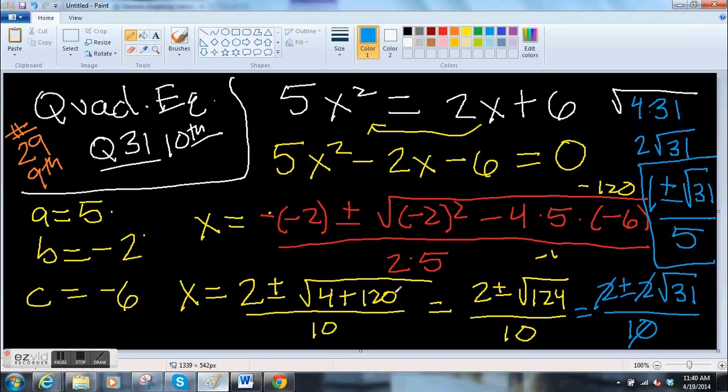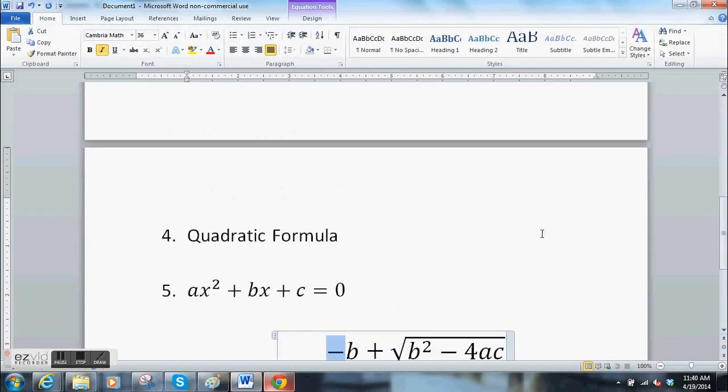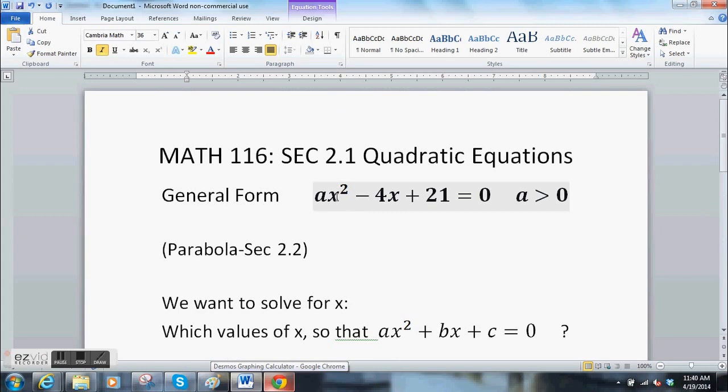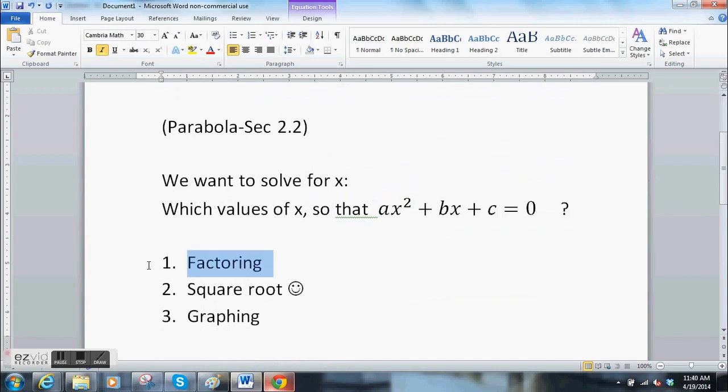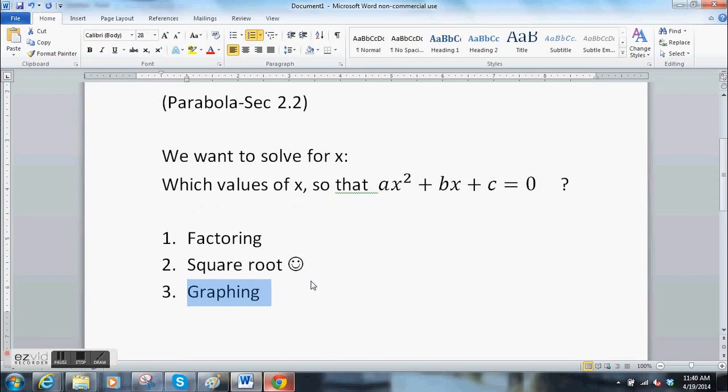All right, and I have one more application for you. I just wanted to show you where we were here. So I showed you, here's the general form, ax squared plus bx plus c. Showed you how to factor, the square root one, and the graphing solution where you graph it and look for the places where the graph crosses the x-axis, right?